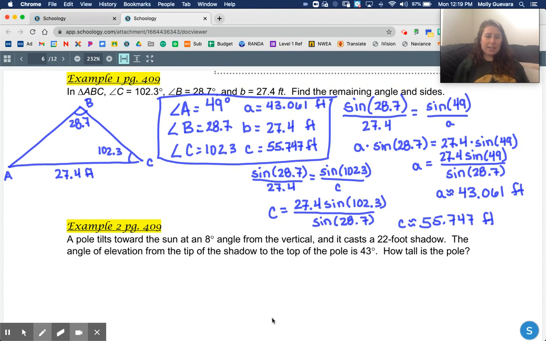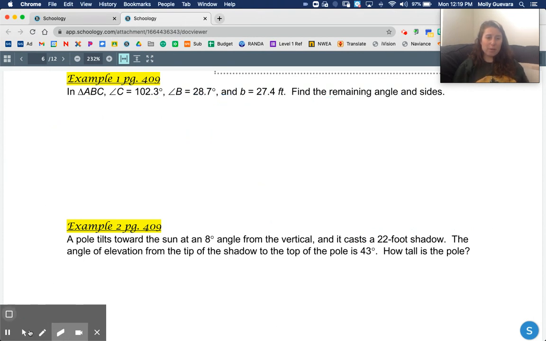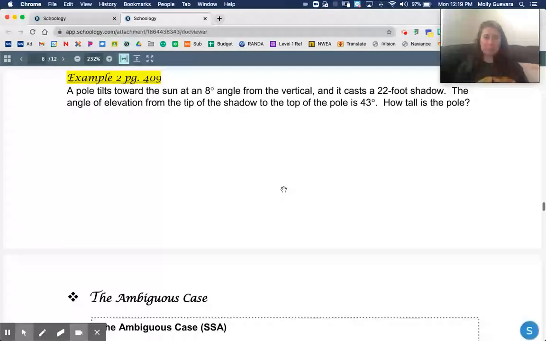Okay, so let's look at the next example. As always, if you have any questions on any of these examples, make sure that you reach out and let me know, and we can go over them. Okay. Example 2 says a pole tilts towards the sun at an angle 8 degrees from the vertical, and it casts a 22-foot long shadow.